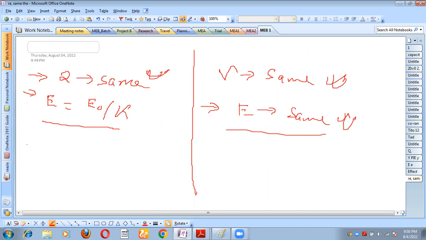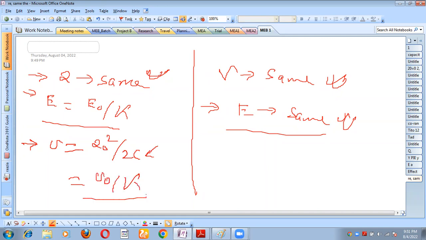Apart from that, we have energy. You know what energy is: U is equal to Q square by 2C. So here the capacitance increases. What will happen? The energy will decrease. U will become U naught by K.